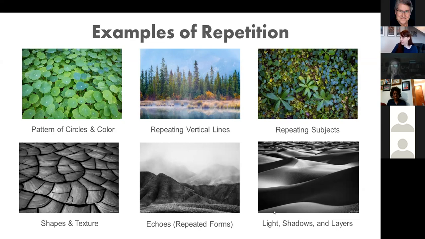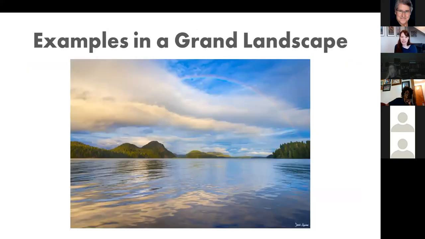So we have the light and the shadow, the light and the shadow. So those repeating throughout the frame. And then the layers are another type of repetition you find a lot in nature. So those are six examples of different types of repetition in small scenes. You can also find repetition in grand landscapes.